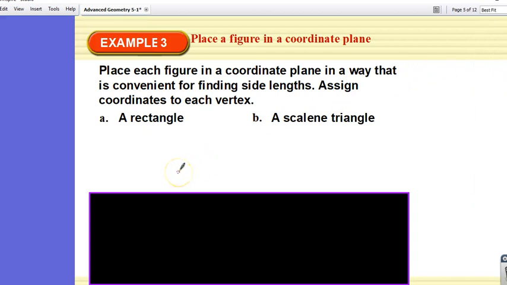Place each figure in a coordinate plane in a way that is convenient to find the side lengths. Assign coordinates to each vertex. So if I was going to do a rectangle, I would place the rectangle right here, right? So I have 0, 0. Then I would call this, what do you want this height to be? It could be whatever you want, right? So what do you want it to be? You want to call it Z? So it would be 0, Z.